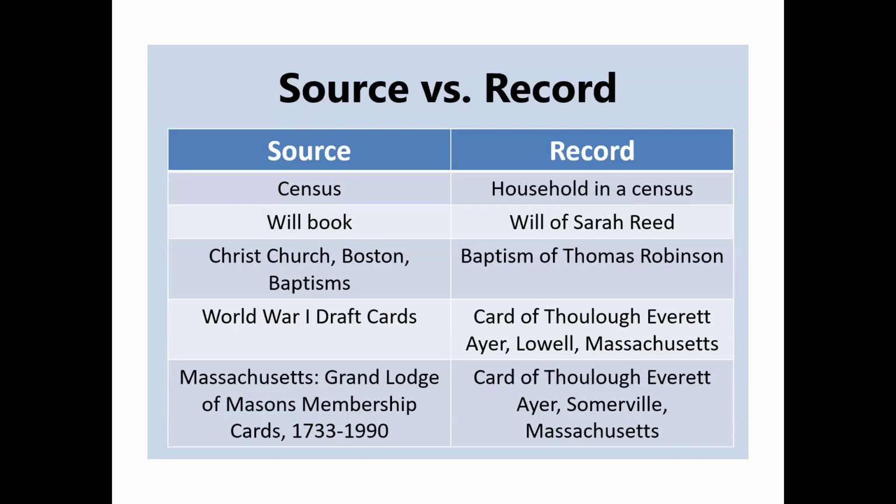World War I draft cards, that is a large, nationwide source. And then the card of a very specific ancestor, in this case, I'm using my grandfather here, Thurlow Everett Eyre of Lowell, Massachusetts, that is our record. Similarly, Massachusetts Grand Lodge of Masons membership cards, 1733 to 1990 would be our source, and the record would be his card when he was a member.